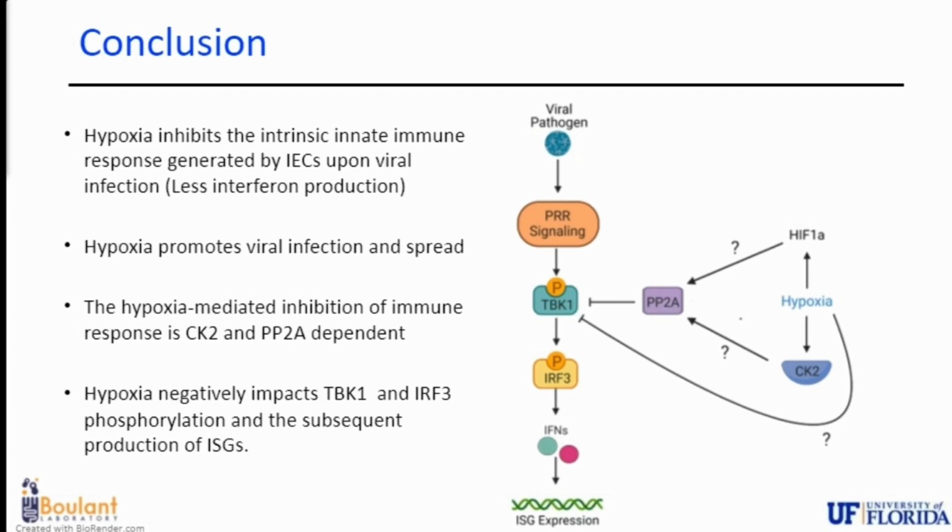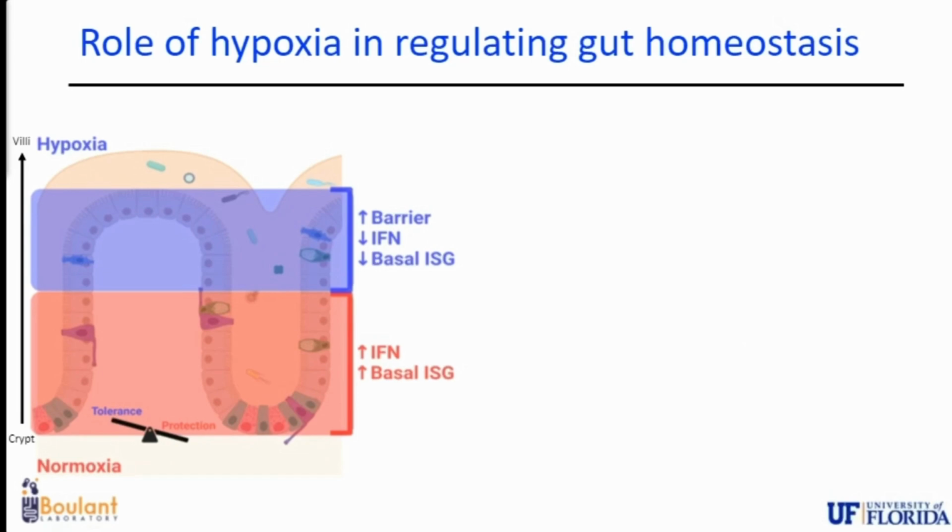If I put this in the context of the crypt-villus structure and look back at where my hypoxic and normoxic regions are, this is what we would like to speculate. If you are in the tip of the villus region, you are under low oxygen conditions. That low oxygen condition is increasing the barrier function of the gut. This is work that has been done by others, and we have also done some work on this. But what I just showed you is that we are decreasing interferon and ISG production. So we are making these cells in this hypoxic region more immunotolerant. And that makes sense because the tip of the villus is the part of the crypt-villus structure which is potentially the most exposed to the microbial content of the gut. It's the closest to the commensal microbiota.